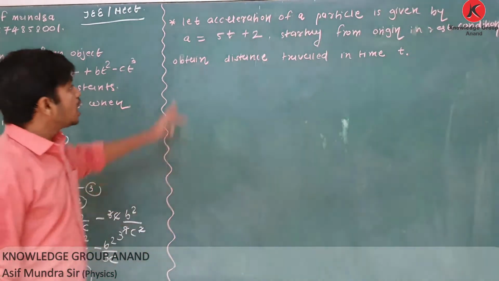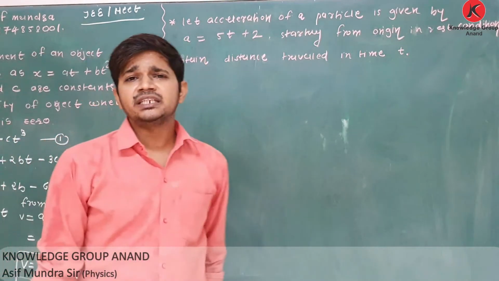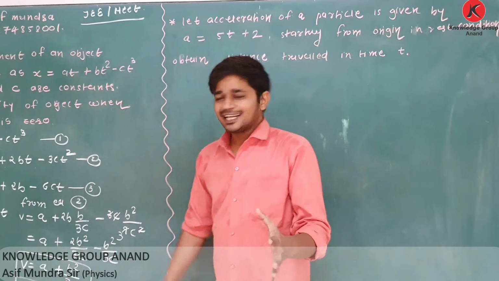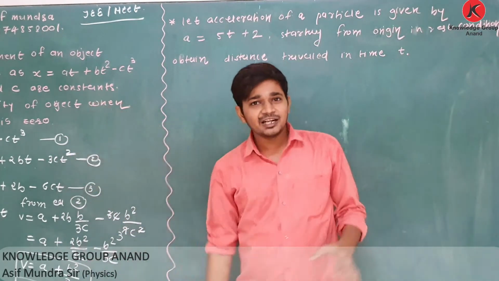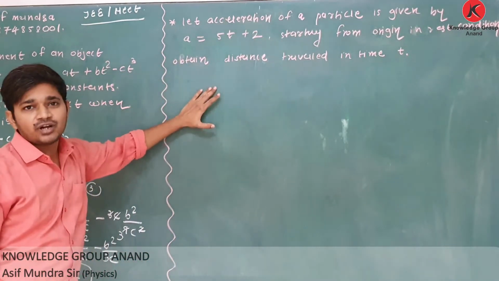See how to find. You are given acceleration and you have to find distance or displacement. Okay, so see, it is reverse question. In the previous question you were given x and you had to find v and a. But in this question you are given acceleration and you have to find distance.